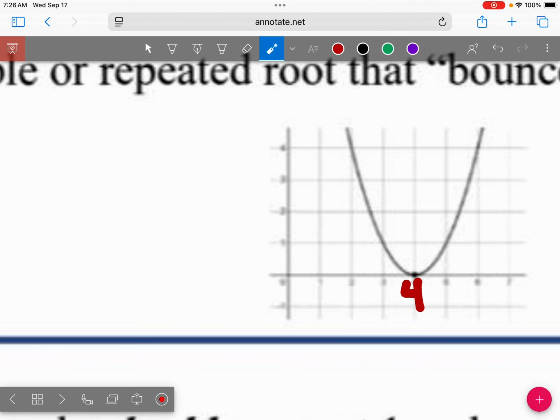Remember when we talked about the quadratic formula and the discriminant? If the discriminant is 0, we only get 1. This is what that graph would look like. This is what the graph would look like when the discriminant is 0. It bounces. All right, so let's practice making a sketch.